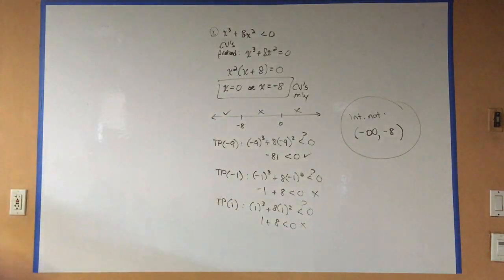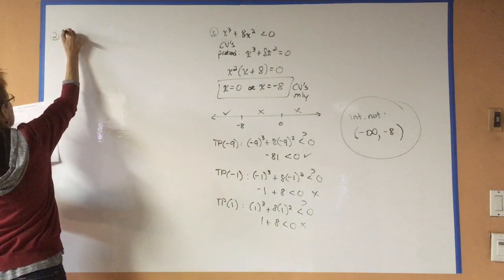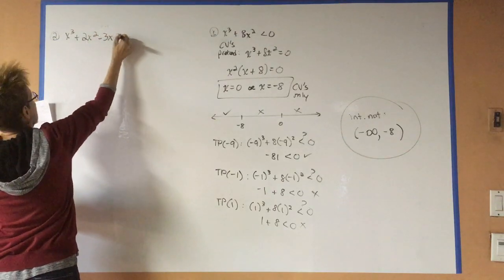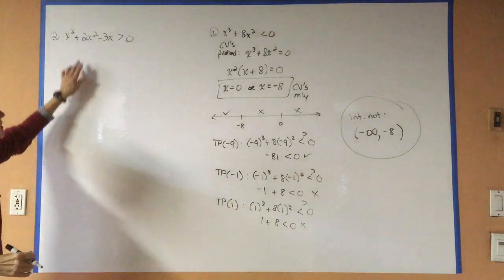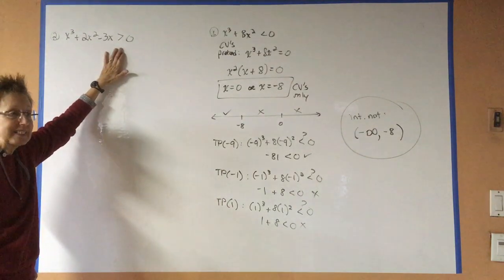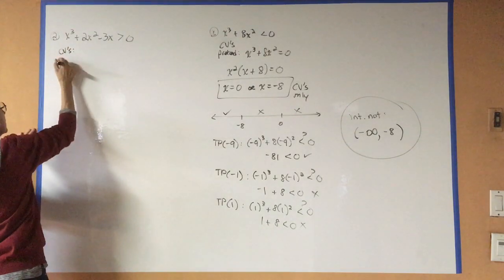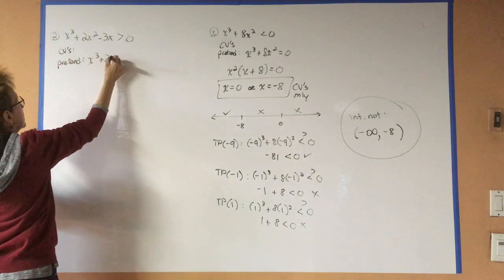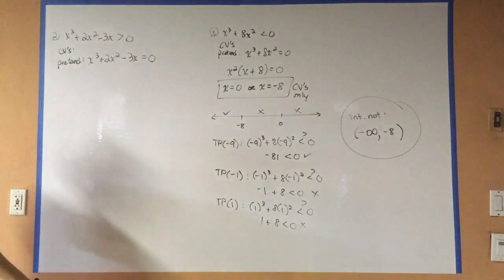So this last polynomial inequality says this, and they want me to solve this. It's polynomial, it's an inequality, so I'm going to pretend it's an equation to get my critical values. So critical values, pretend that this says x cubed plus 2x squared minus 3x is equal to 0.